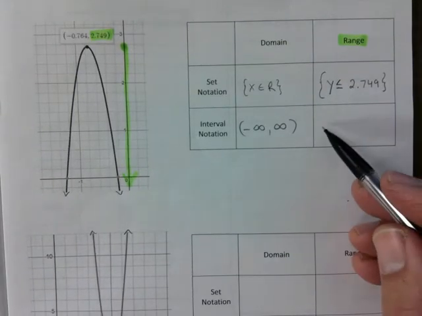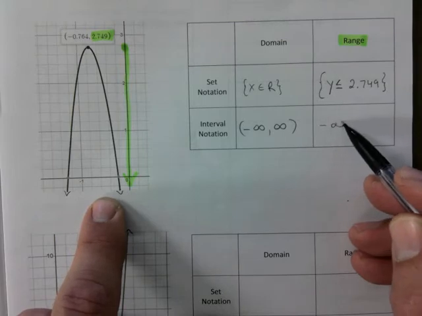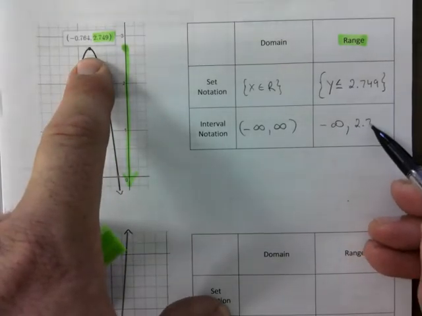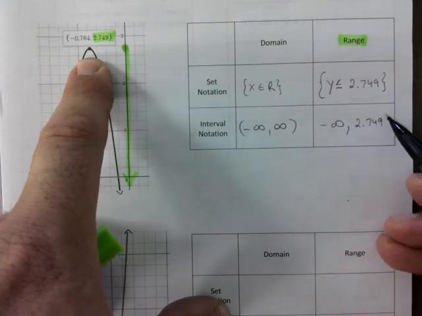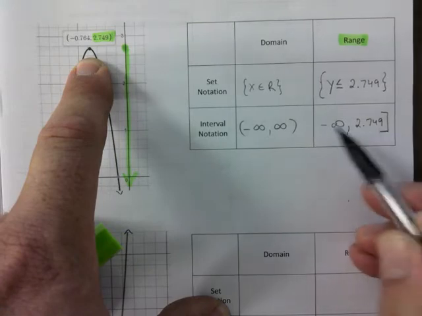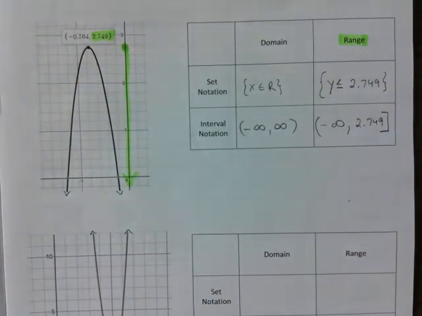And in interval notation, you have to go from smallest to largest. So it goes to negative infinity, and the highest point is 2.749. And here you got to make sure that the number gets the square bracket, infinity gets the round bracket.